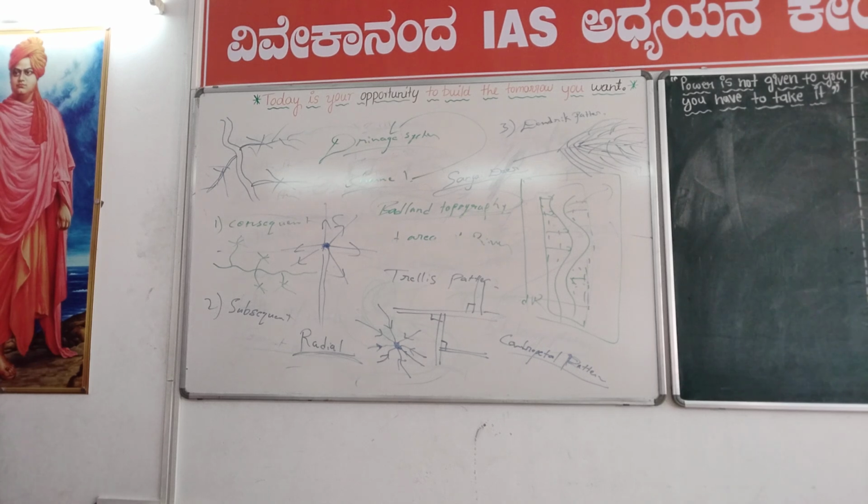And how do we consider a major river and a minor river? You know this? The river which has a catchment area of more than 20,000 square kilometers, we consider it a major river. There are 14 major rivers in India.